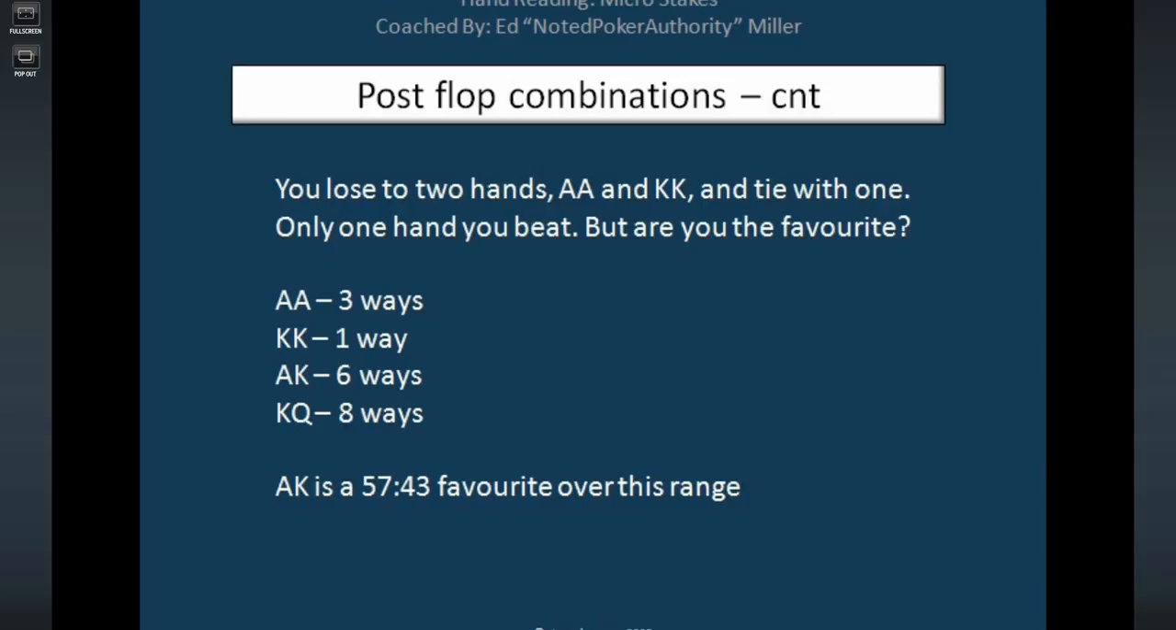So it turns out, if you run the numbers, that your ace-king is actually a 57-43 favorite over your opponent's range. That is a very basic hand reading exercise, but it's really important in all your hand reading. Whenever you try to do hand reading, you can't just say, oh, that looks like a set. You have to take into account how likely everything is overall.